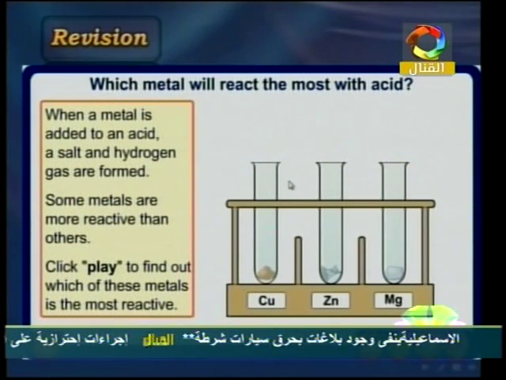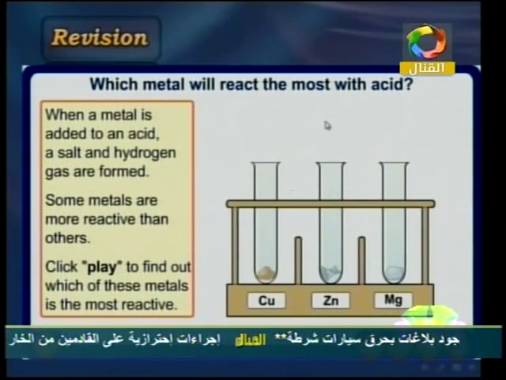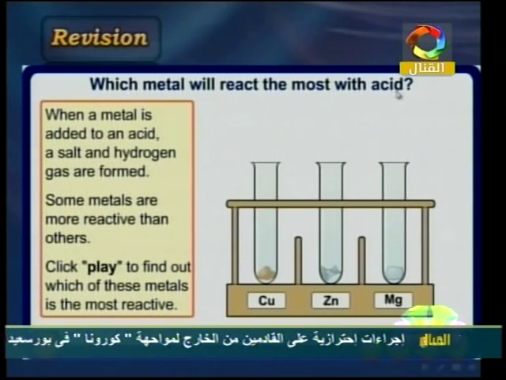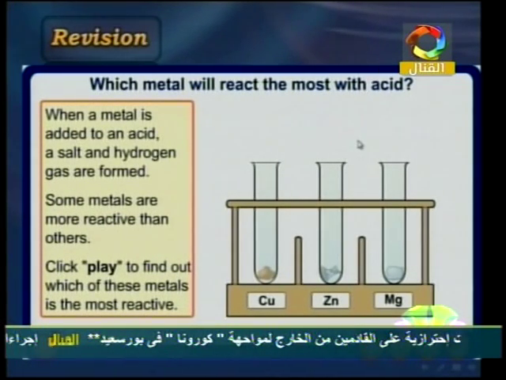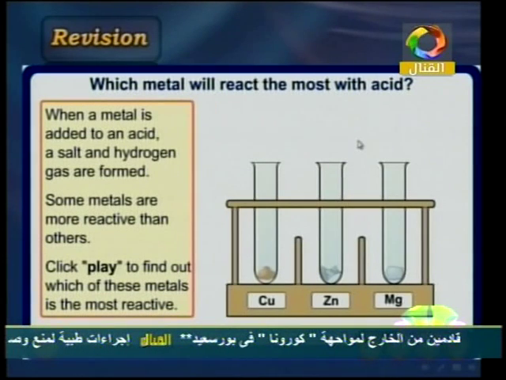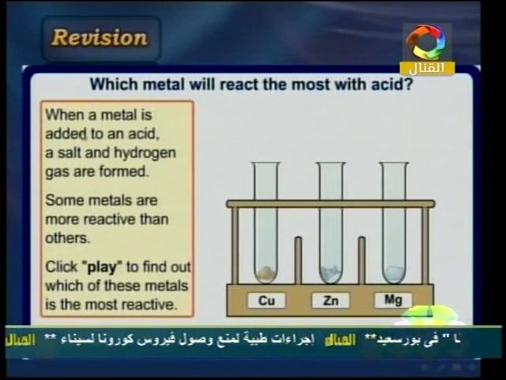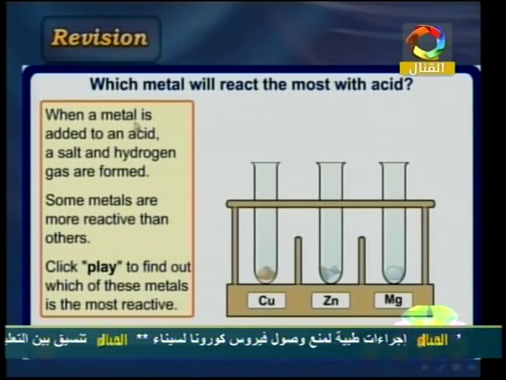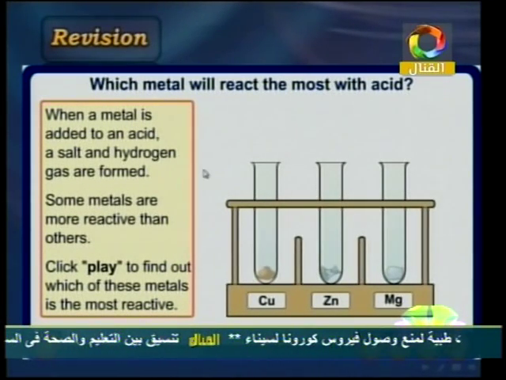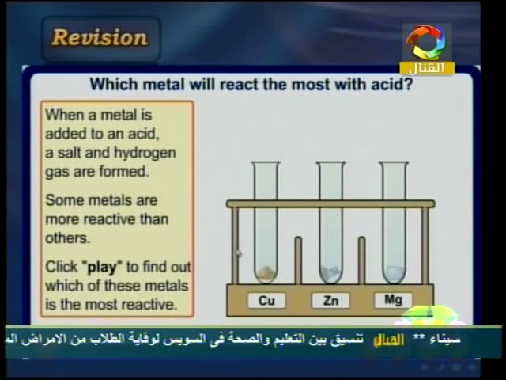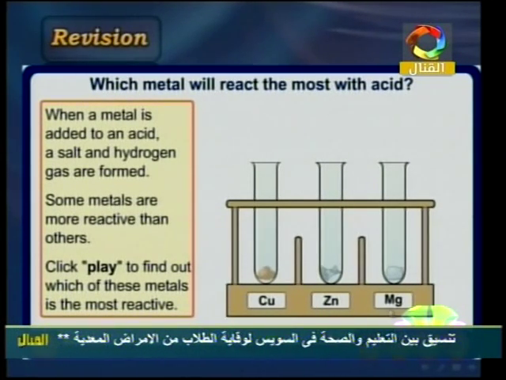Another thing here, we have which metal will react most with acid. What is meant by acid? Yes, I hear you. The acid is a compound that produces the hydrogen ion in its solution. So here, when a metal is added to an acid, what will happen? Here we have some acid added to each one of these metals.